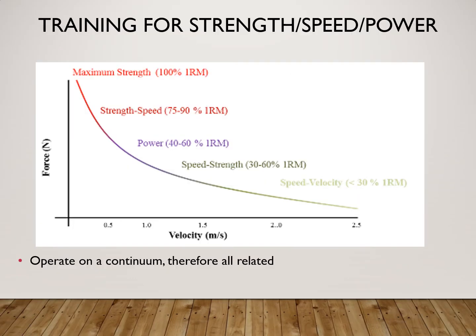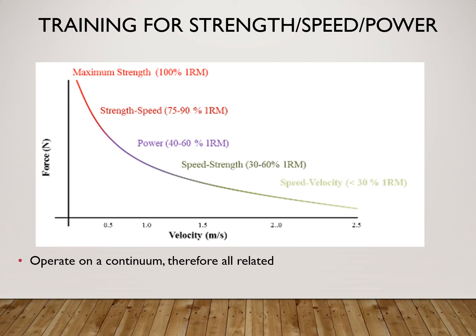As I've mentioned before, speed and power sit on a continuum with strength. So they're all related metrics, just with different amounts of force applied at different velocities. They are on a continuum, and therefore they're all related. All these metrics are related to each other. So in theory, with a greater maximal strength, that should enable a greater speed of velocity, so a greater maximal velocity of movement.